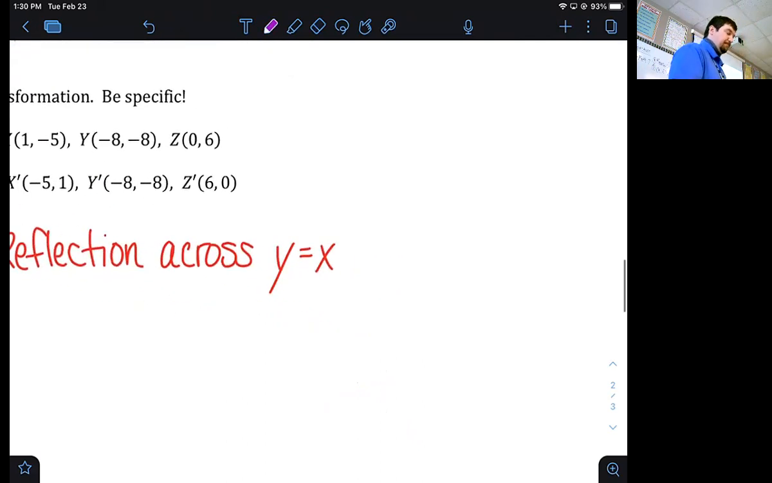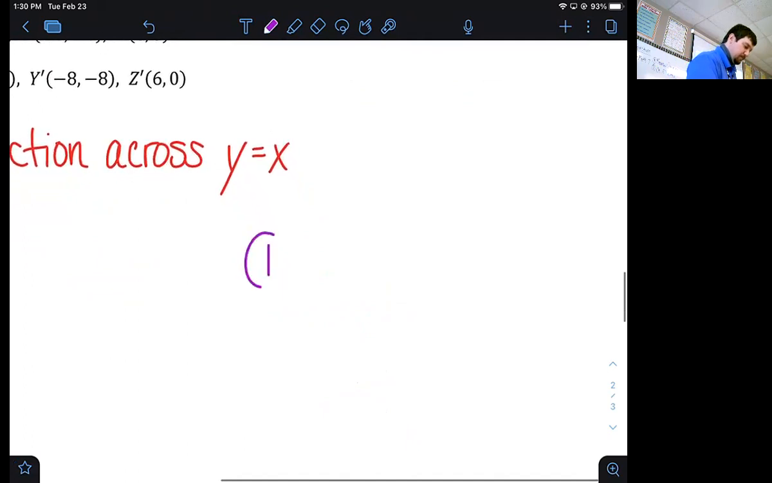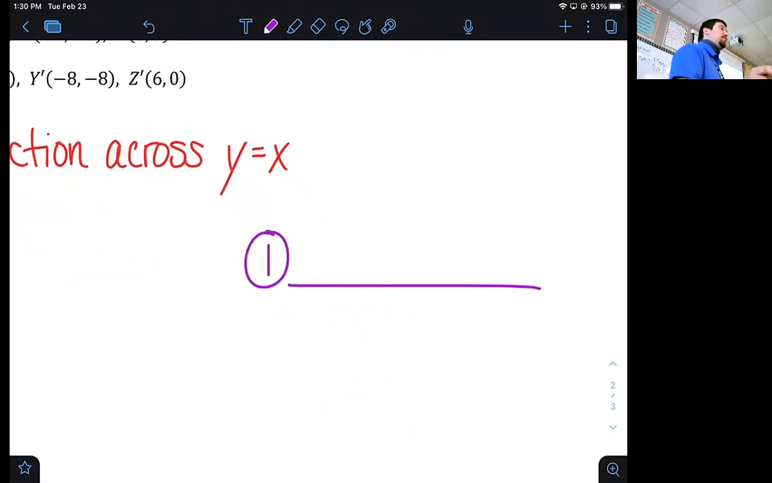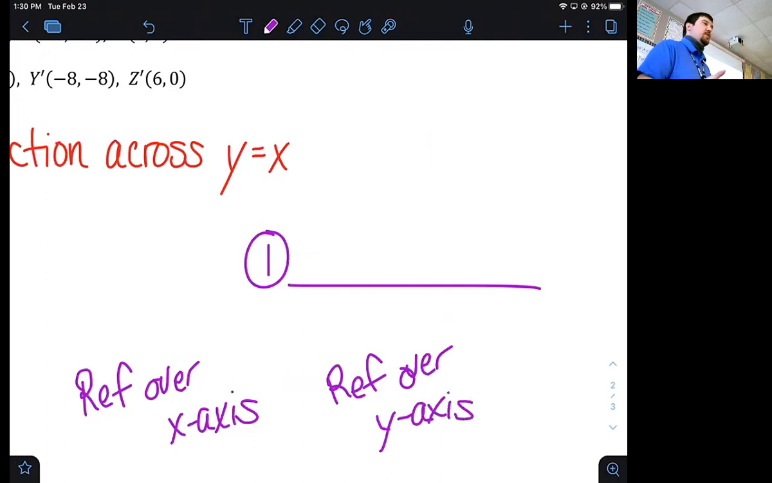Challenge question. What one transformation could take the place and replace these two transformations? What was the question? What one transformation could replace both of these in one step? Claire? 180-degree rotation.